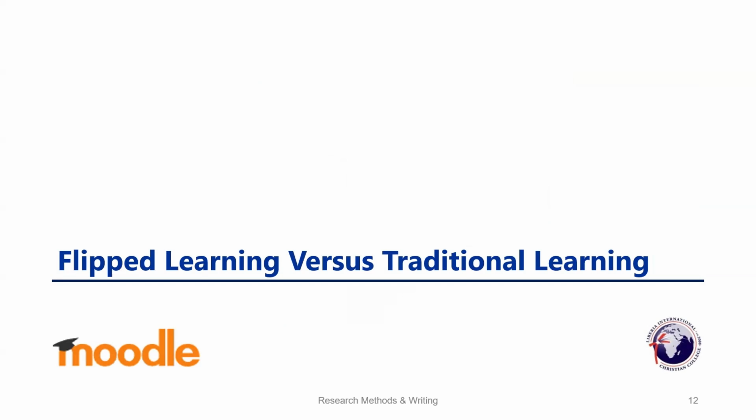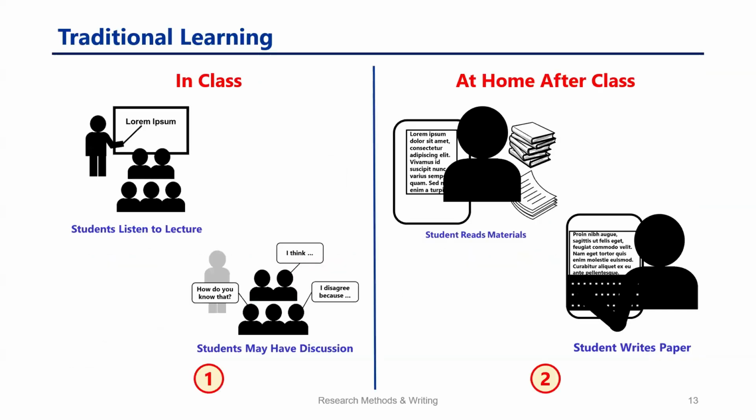Now let's look at the difference between flipped learning and traditional learning. Here we see what's going on in a traditional class. On the left, we see that students come to class and they listen to a lecture. They may also have a discussion in class. Then they go home. After class, they read the assignments and they write the papers.